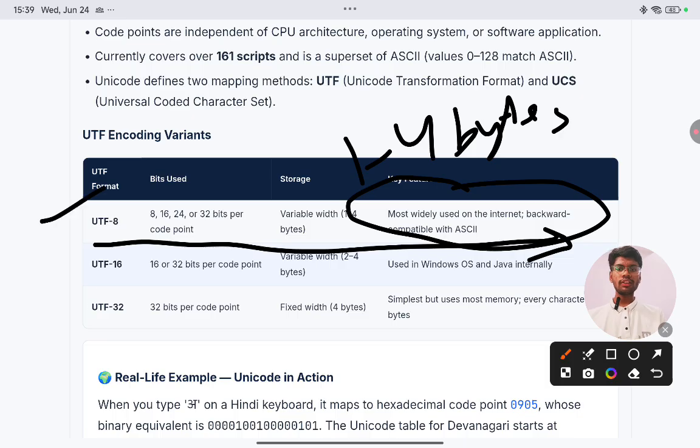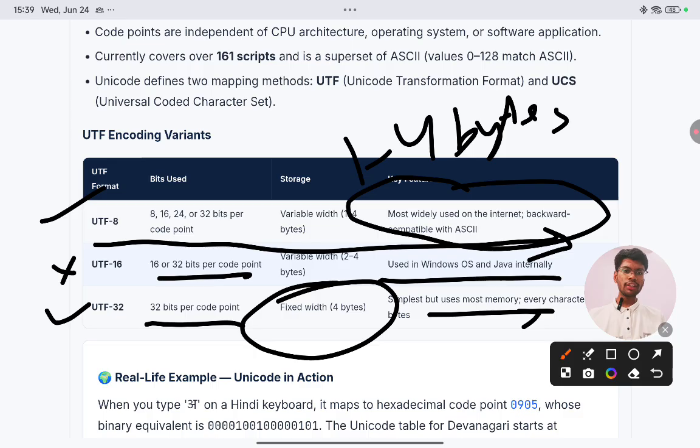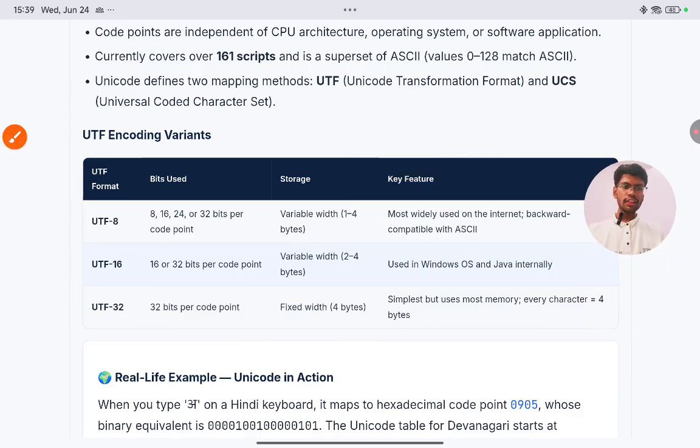UTF-16 is not in the syllabus, but we will still learn it. It uses 16 or 32 bits per code point. It is variable, 2 or 4 bytes, and is used in the Windows operating system and internally in Java. UTF-32 is 32 bits per code point. It is fixed at 4 bytes. It is the simplest way, but uses more memory. Every character equals 4 bytes. Take a screenshot of this.